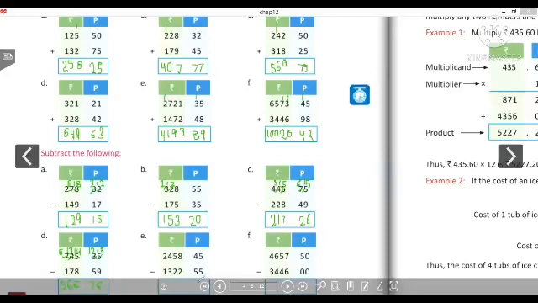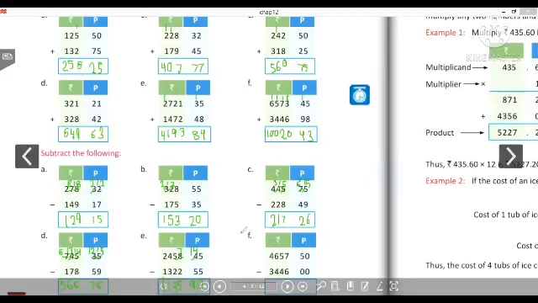Next, 5 minus 5 is 0. 4 minus 5, it's not possible. So it will be 14 here. 14 minus 5 is equal to 9. 7 minus 2 is equal to 5. 5 minus 2 is 3. 4 minus 3 is 1. And 2 minus 1 is also 1. So 1135 rupees and 90 paise.